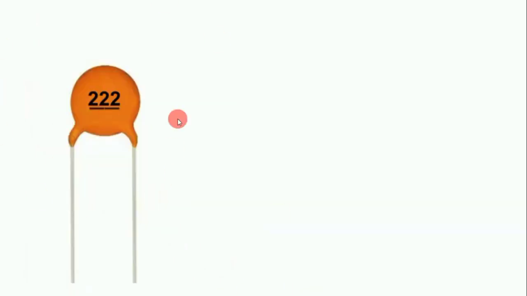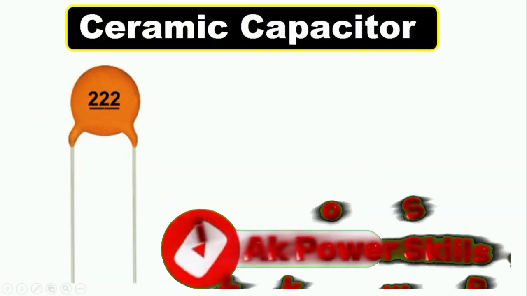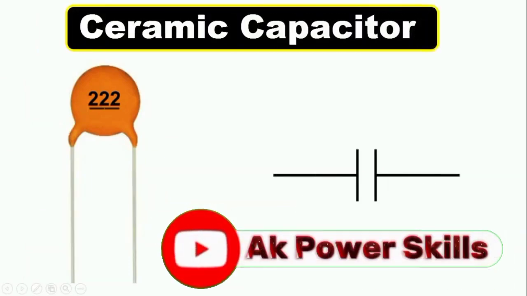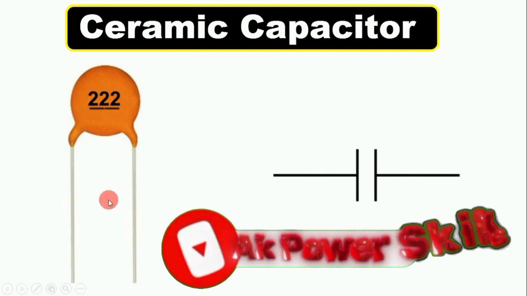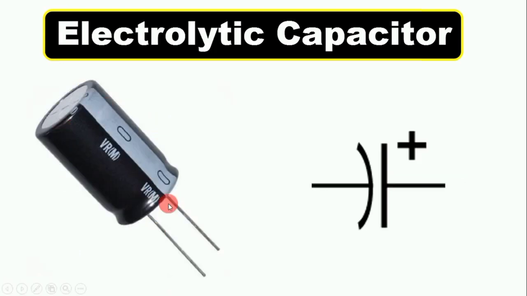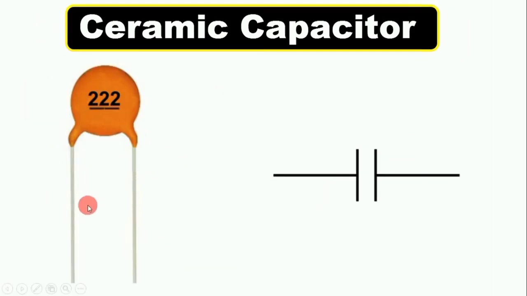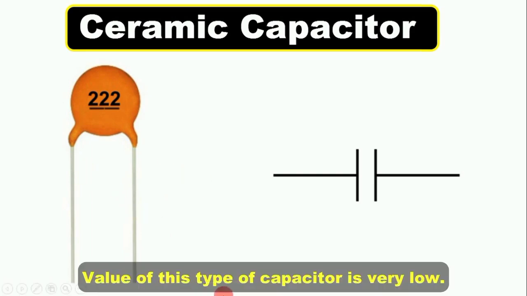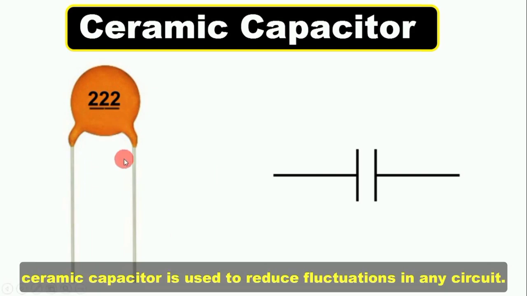Friends, now this component which you can see here, we call this as ceramic capacitor. Symbol of this is made like this. Capacitor I showed you just before, one of the types of that capacitor is this ceramic capacitor. Only difference between that capacitor and this capacitor is there is a polarization in that capacitor, that is there is a positive and negative, but in this capacitor there is no positive, no negative. It means you can connect this capacitor in any way. However you want to connect, you can connect. And along with this, value of this capacitor here is very low. Now this ceramic capacitor here, we use this to reduce fluctuations in any circuit.